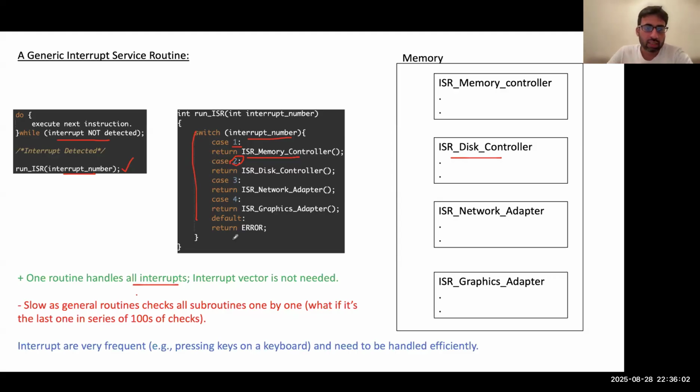And as we said last time, interrupts are a frequent event. For example, when you are typing, every time you press a key, an interrupt occurs, and then your OS needs to run an ISR. So if running an ISR is a slow process and it is happening frequently, it means that overall your system will be slow. This ISR is a critical function, so we need to optimize it. We need to handle it efficiently. So how can we handle it efficiently?